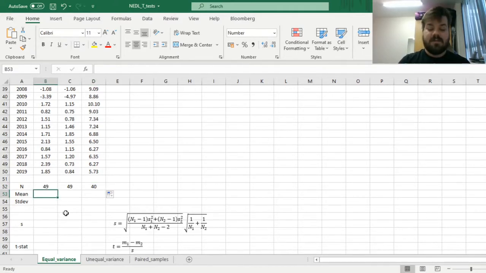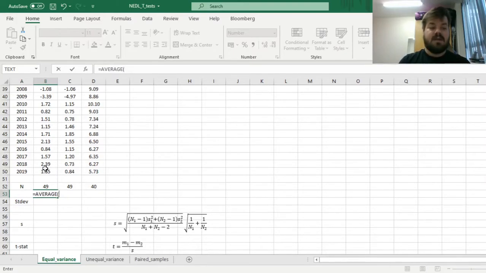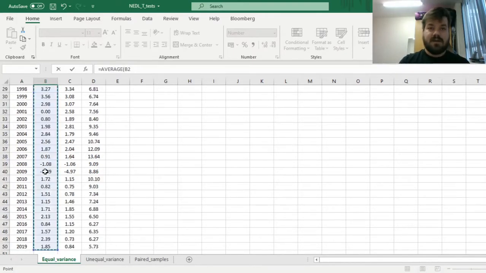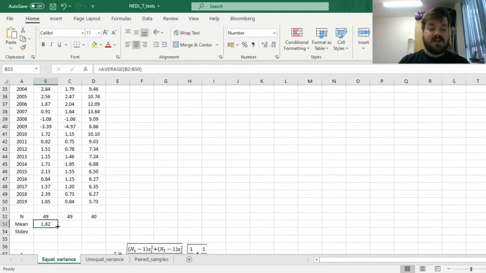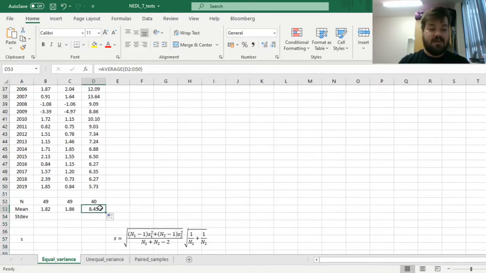Now, we need to apply the average function to calculate the mean growth rates in all of those three countries. And the means are what we're going to compare. On average, does a particular country grow faster than some other country? So averages are 1.82% per annum, 1.86% per annum for US and UK respectively, and a whopping 8.45% per annum for China. Is the difference of 0.04% per annum significant?